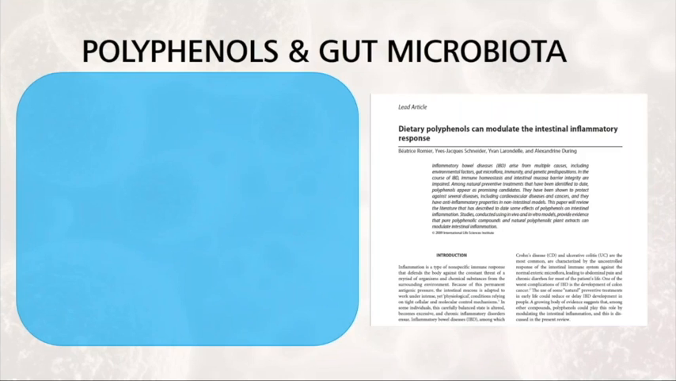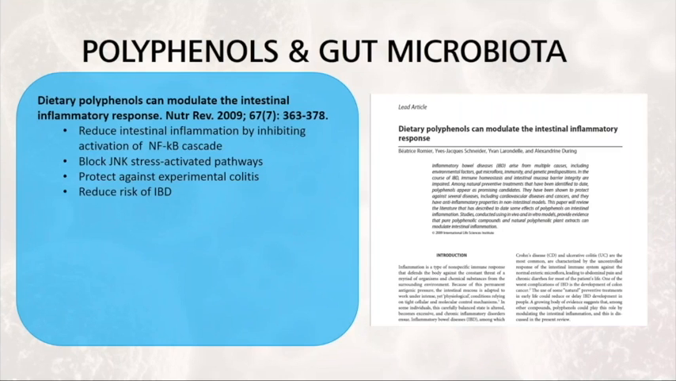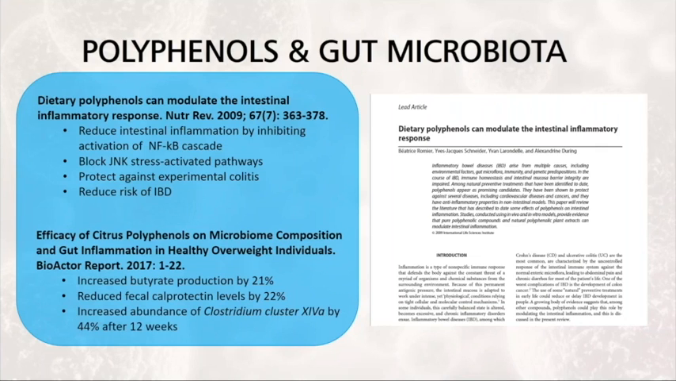Polyphenols in the gut microbiome are an important topic as well. We know that dietary polyphenols can modulate the intestinal inflammatory response. They can reduce intestinal inflammation. They can block stress-activated pathways. They can protect against experimental colitis and reduce the risk of inflammatory bowel disease.